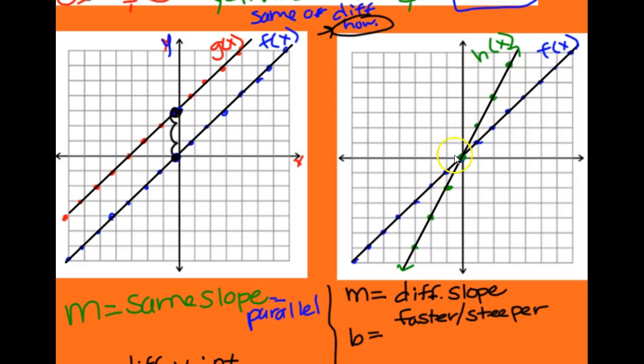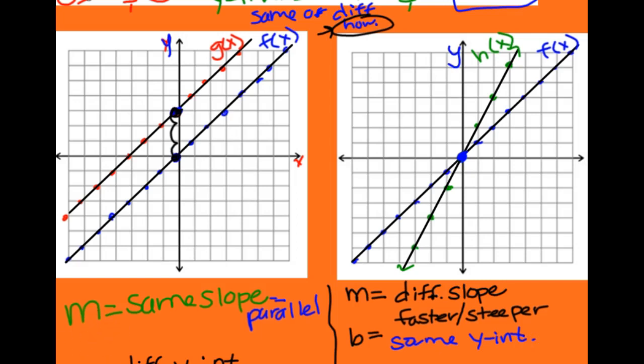And then our second thing, comparing our y-intercept, these cross the y-axis at the same points. You can just write same y-intercept.